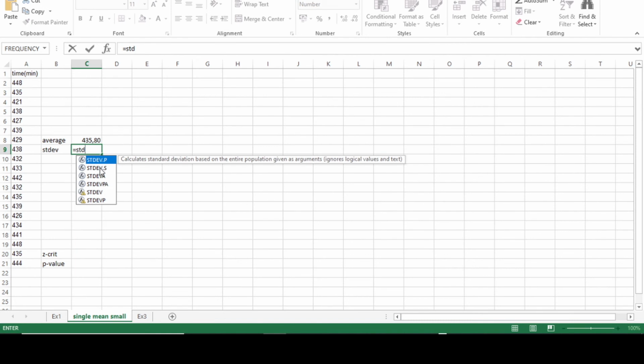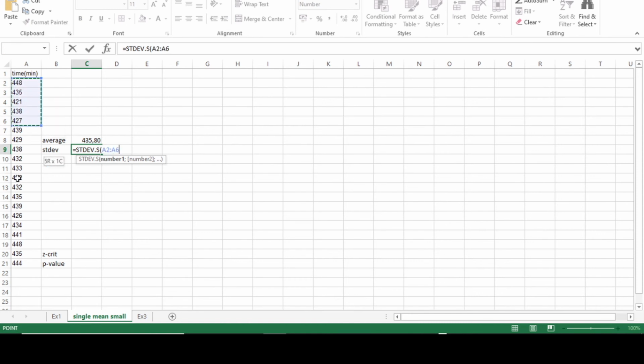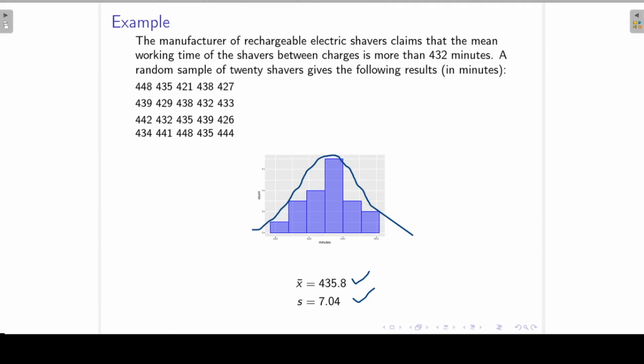I choose the function stdev.s and the S stands for sample. So it's the sample standard deviation versus the .p, which would give you the population standard deviation. So I select those 20 observations and I get a sample standard deviation of 7.04. Okay, so now that is the information we have from our sample, or the evidence. And now we can go forth and test our hypothesis.